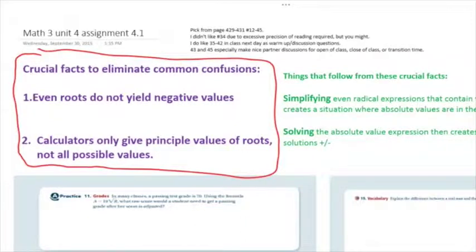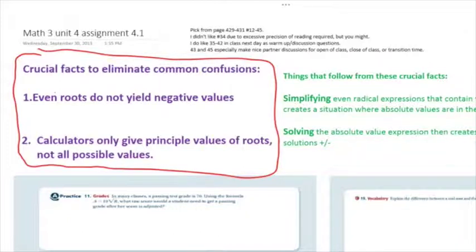number one, is that even roots do not yield negative values. An even root, a square root, a fourth root, a sixth root will never give you a negative result. A lot of the time what we have done is shortcutted our way past something, so it looks to the students like sometimes you put a plus and minus, but sometimes you only put a plus. And so the truth is that even roots never yield negative values.